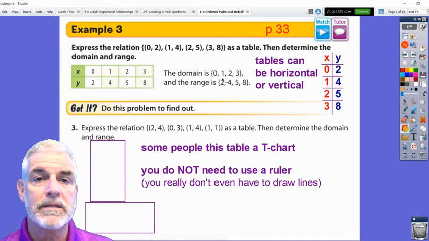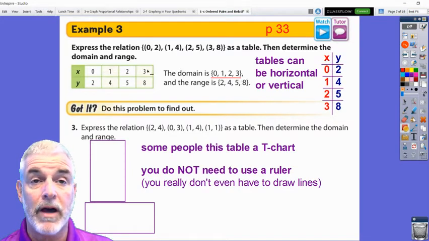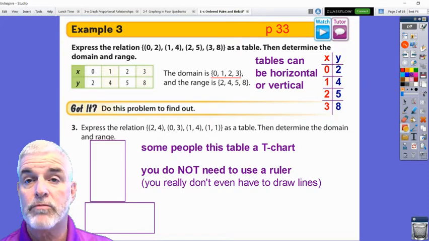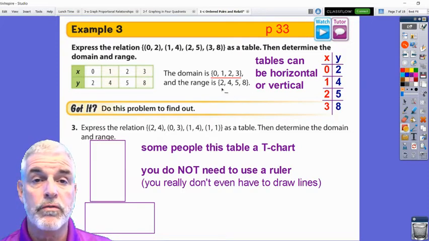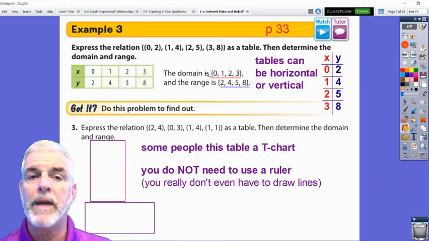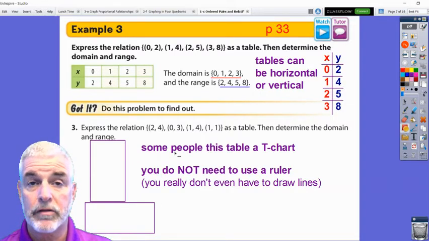The domain is {0, 1, 2, 3}. That's the set of all of the X values or input values. And the range is {2, 4, 5, 8}. You do not have to write out the words domain and range. I'll show you here in the got it answer.